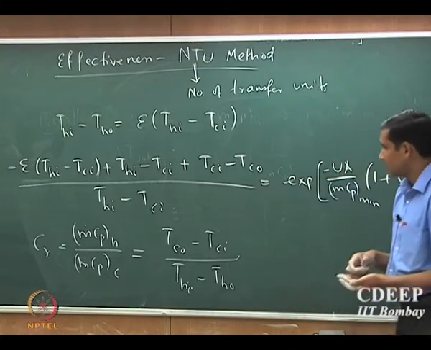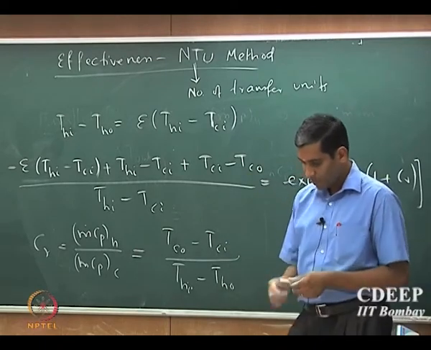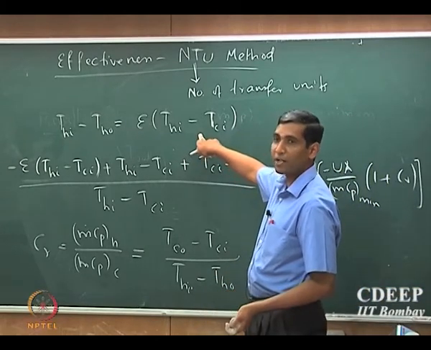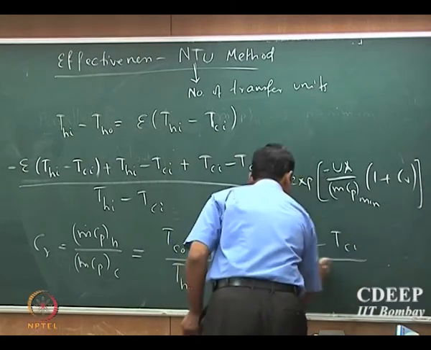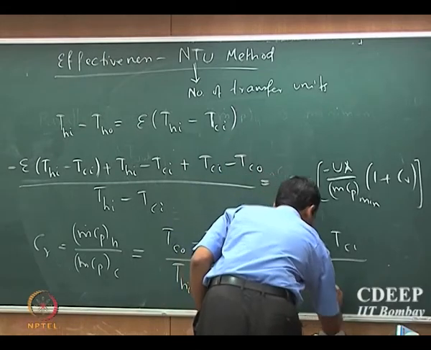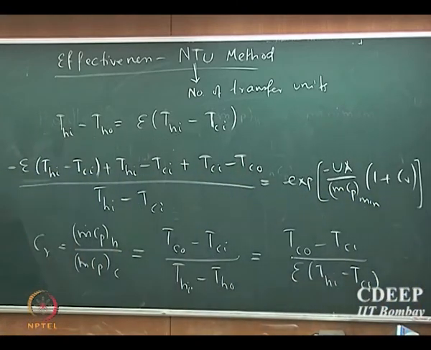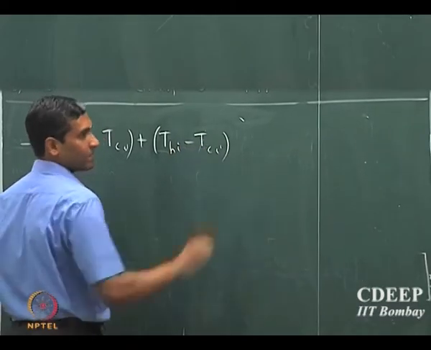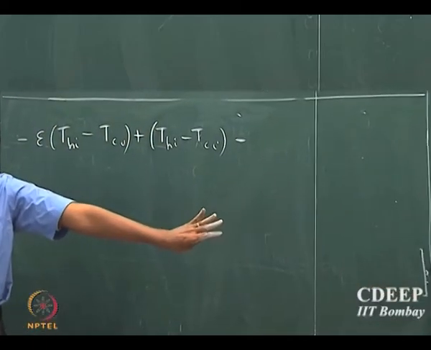So from here, can we find out what is Tci minus Tco? Can we eliminate Tco from here? Is it possible? Of course, yes. We know that Thi minus Tho is epsilon Thi minus Tci. So that's nothing but Tco minus Tci divided by epsilon into Thi minus Tci. Okay. So we can simply plug this in here. So that will be minus epsilon Thi minus Tci plus Thi minus Tci minus. So all I have to do is now to completely eliminate Tci and Tco from here.